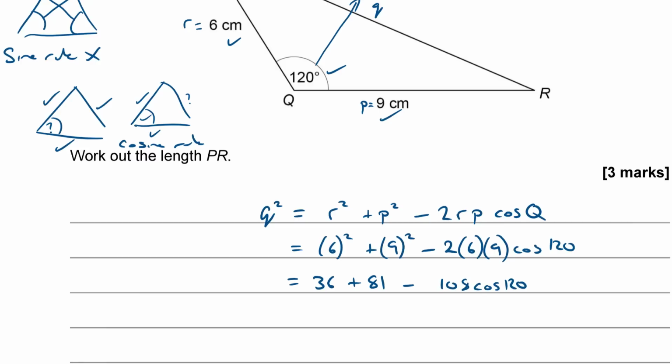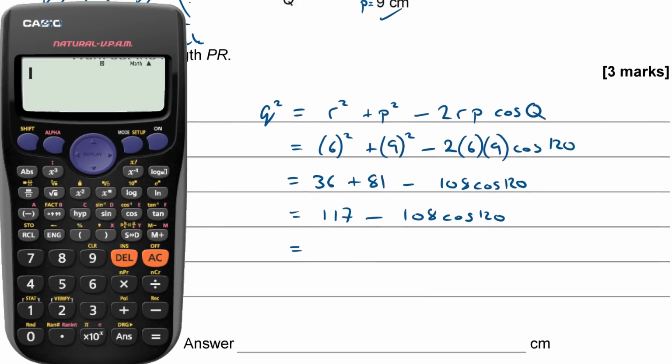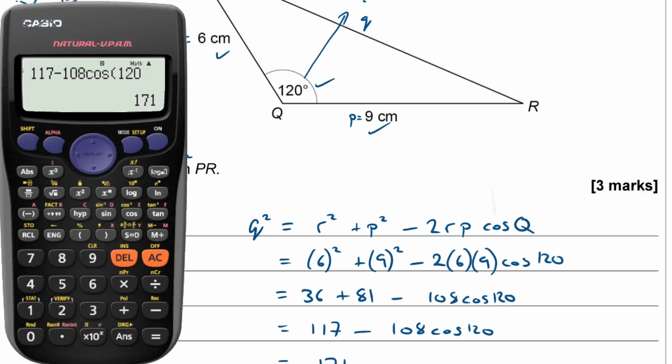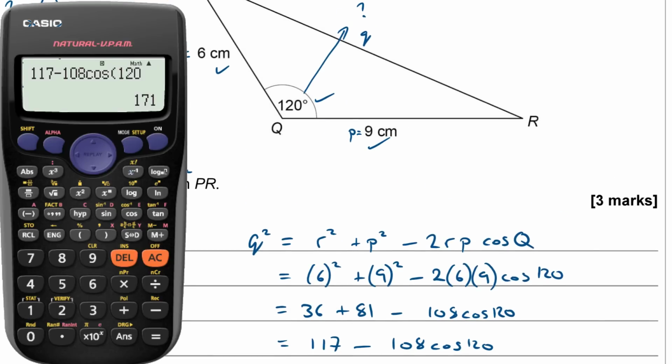Okay, so because I know some basic maths, that is actually going to be a whole lot easier to type into my calculator already. I might just do that addition as well, because I can add up quite nicely. So that's 117 minus 108 cos 120. Okay, I'm going to type that into my calculator now. 117 minus 108 cos 120. I get the answer 171. Now Q is not 171. Wouldn't sit very nicely in that triangle at all, would it? Side 6, 9 and 171. It'd be a very odd looking triangle.